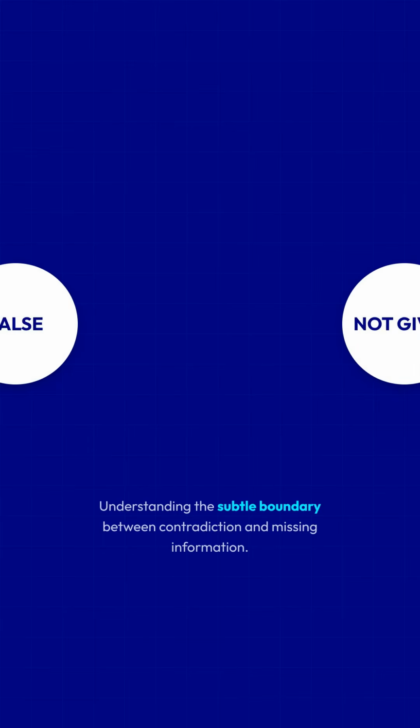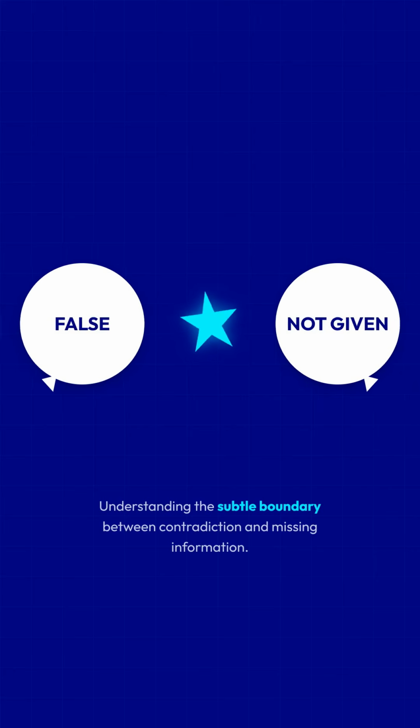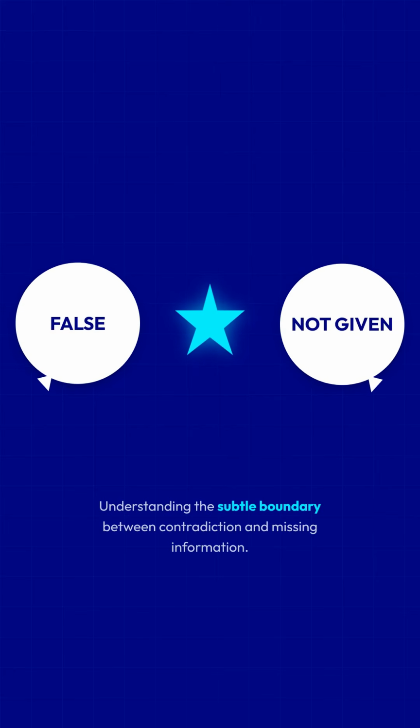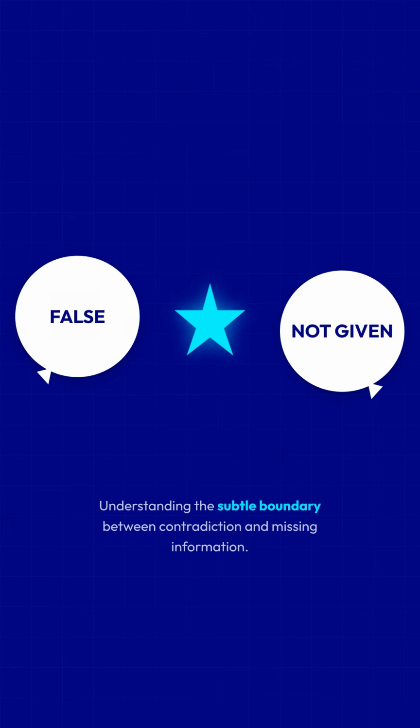False and not given are not the same kind of wrong. They feel the same in the moment. You're not sure, you panic, you pick one, you move on. But they're actually testing two completely different skills, and if you're guessing between them randomly, you are leaving free marks on the table every single time.